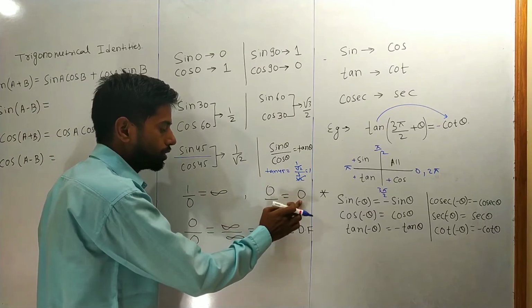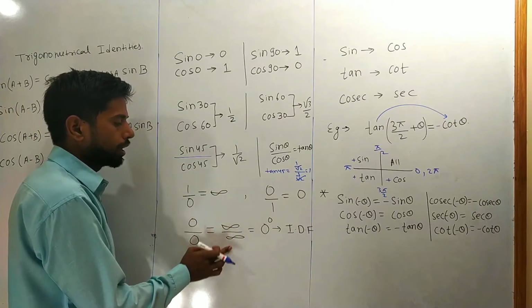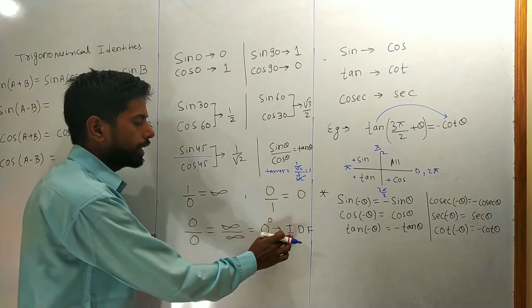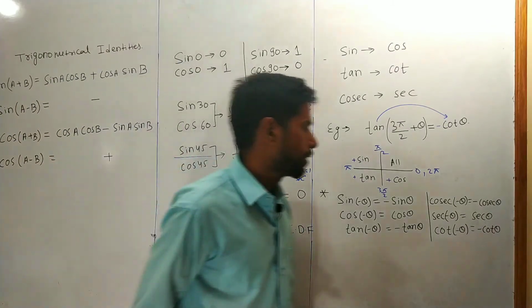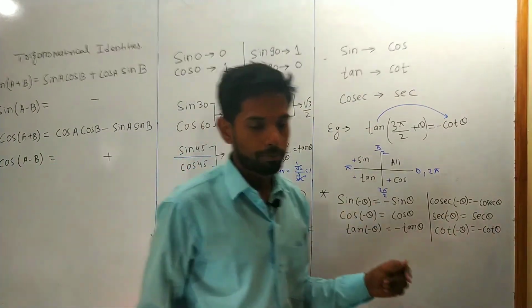0 by 1 value is 0. 0 by 0, infinity by infinity, and 0 to the power 0 are indeterminate forms. It is not defined. Okay, how it comes I will explain.